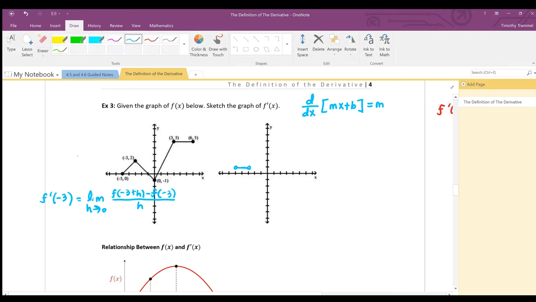So let's try the next one. Let's go from the point -3, 2 to 0, -1. So if we were to find our slope, again, m equals the change in y. So it looks like we go from 2 down to -1. So that means we go down 3. And it looks like we went over 3. So we have a slope of -1 here. And this slope of -1 continues until we get to x equals 0.